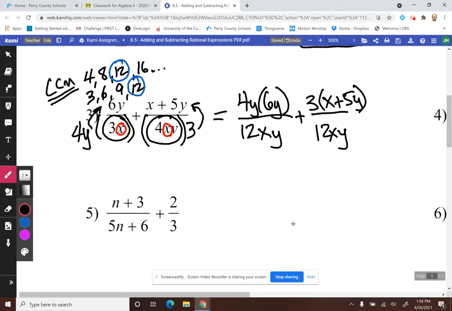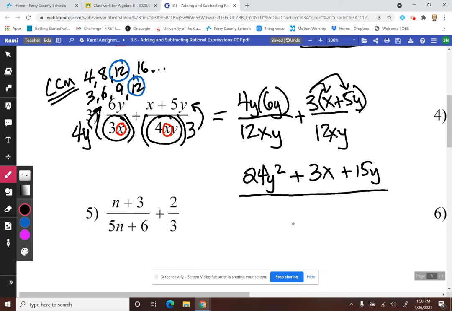So now I'm going to go ahead and do some multiplication here. I've got 24y squared plus, now remember I have to distribute this 3 through both terms. Okay, so 3 times x would be 3x, and 3 times 5y will be 15y. Okay, and that is all over, now I can write it as one common denominator, 12xy. What I want you to notice is, look at these coefficients, okay? I have a 24 here, I have a 3 here, I have a 12, and I have a 15.